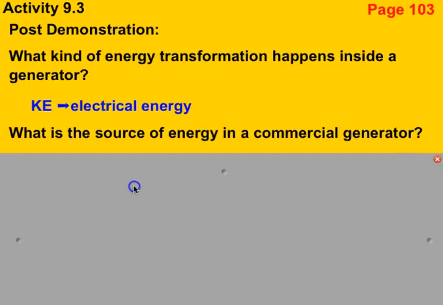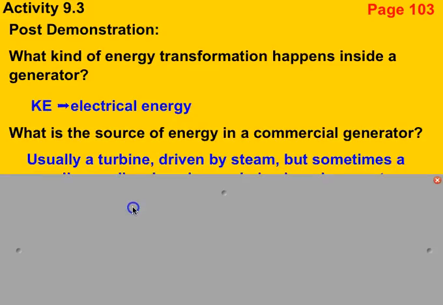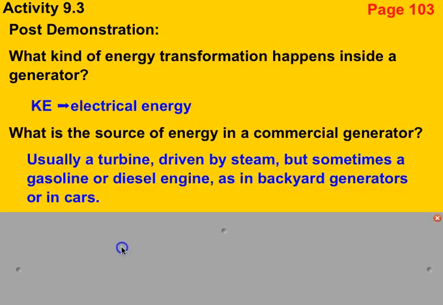So what is the source of energy in a commercial generator? Well, it's usually a turbine, but if you have a generator in your backyard, or if you have a hybrid that may have a generator in it, it could be gasoline or a diesel engine. So it could vary, but when you see all these big wind turbines, it could be wind. Usually in a lot of cases, it's steam.